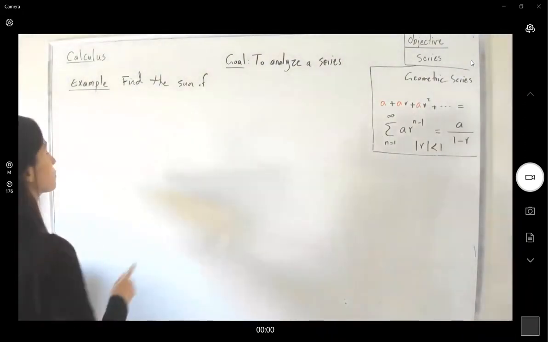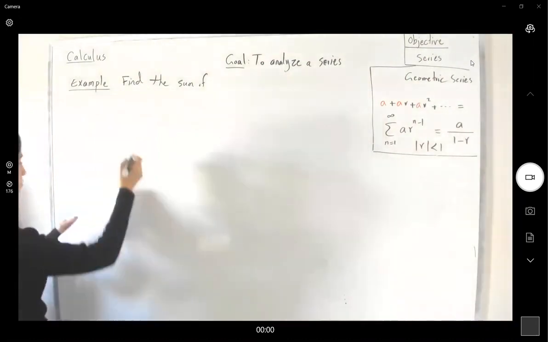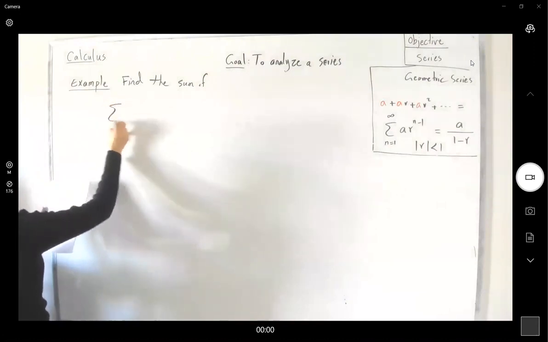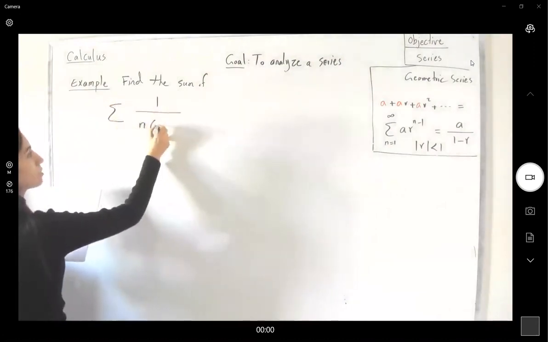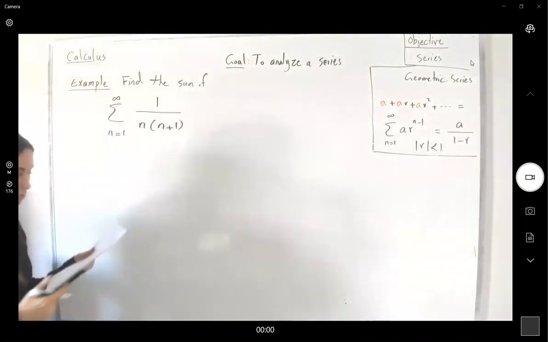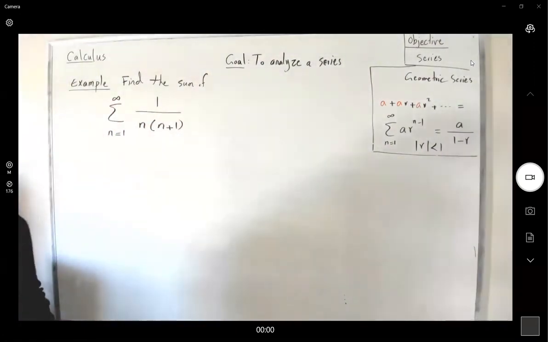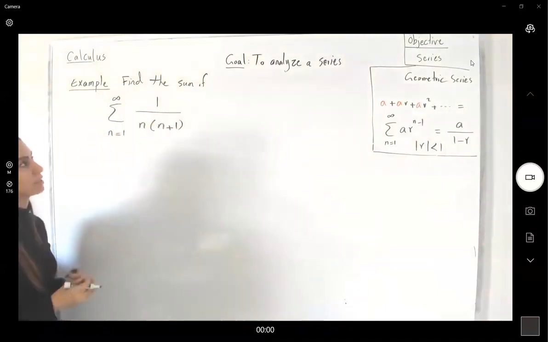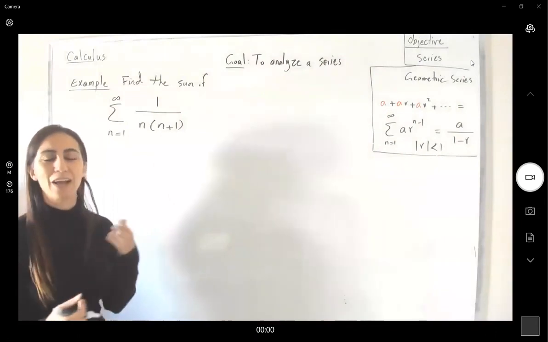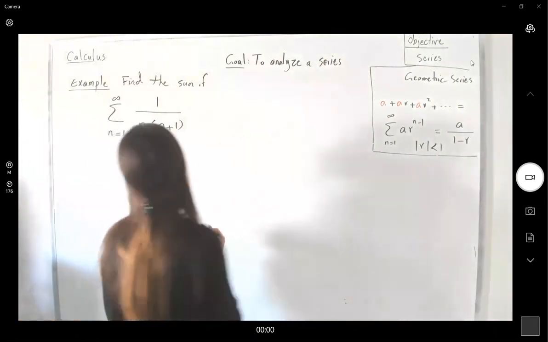Here you have the sum of 1 over n times n plus 1, n starts from 1, goes to infinity. Very well. When you have a series like this, we're getting back to Math 1B and using partial fractions.